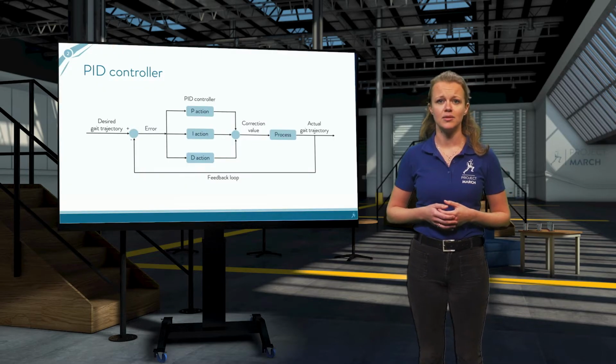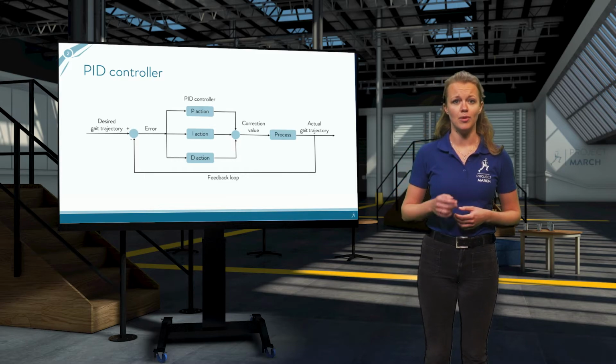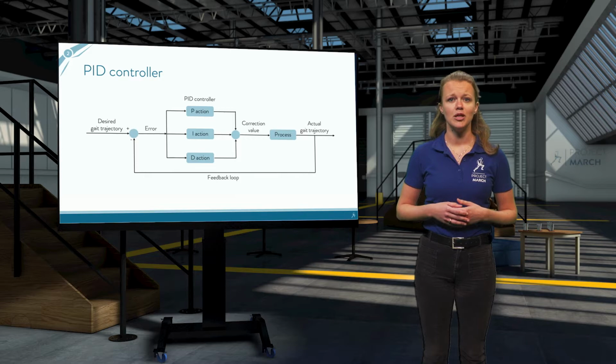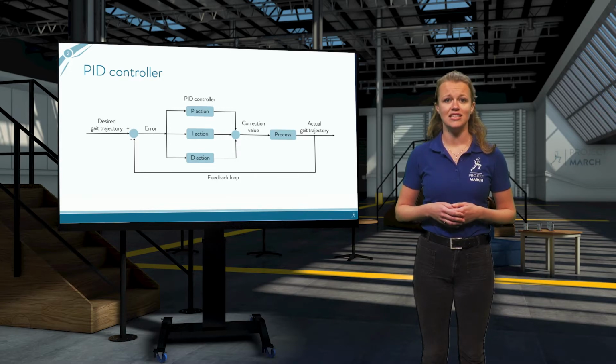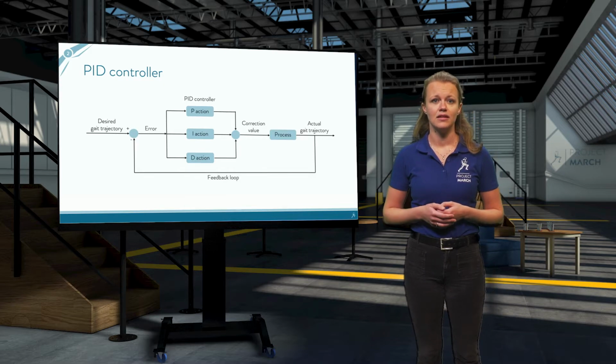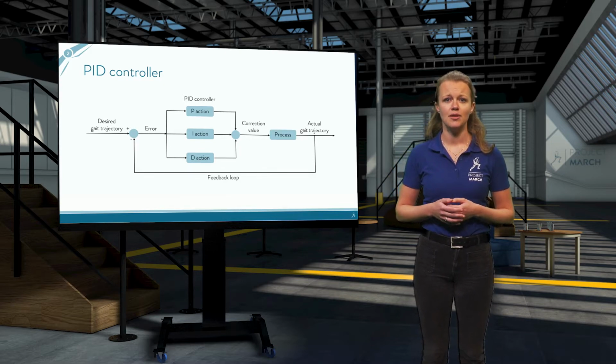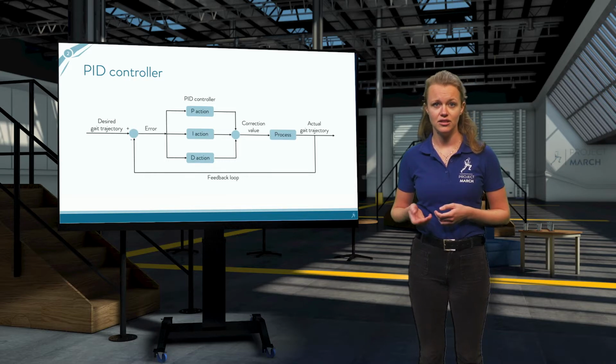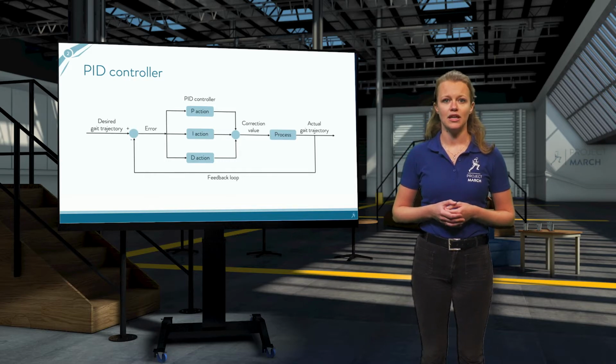PID control works on the basis of a feedback loop on the bottom of the diagram and an error signal. In our case, we compare the gait path, as you can see at the start of the diagram, with the actual gait performed at the end. The error between these two is the input of the PID controller. Using P, I, and D action, the controller aims to decrease the error.